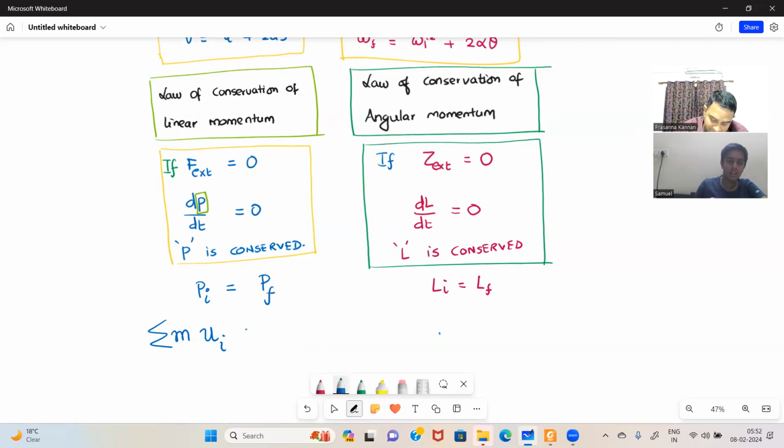What is PF? Sigma M UF. Correct. Sigma M UF, or you can say VF or V, whatever. Final velocities. Is it clear? Listen. Now tell me the matchup for this condition.